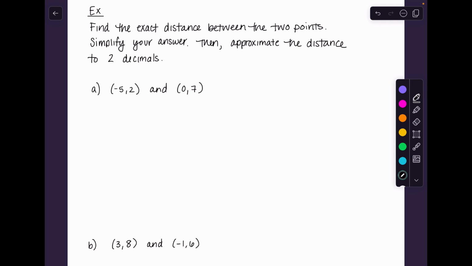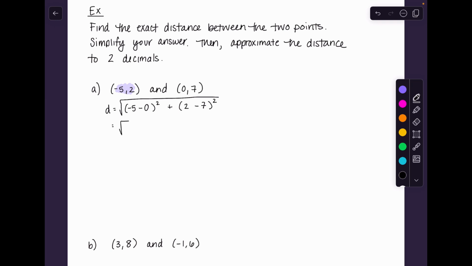So starting with this first one, I'm going to go ahead and just preset up our equation. We've got to take a giant square root, difference in x values squared, difference in y values squared. Again, like the slope, it makes no difference which one you pick to be the first. Just try to stay consistent. So we'll start with this point in that first position. X is -5, y is 2. And then in the second point, x is 0, y is 7.